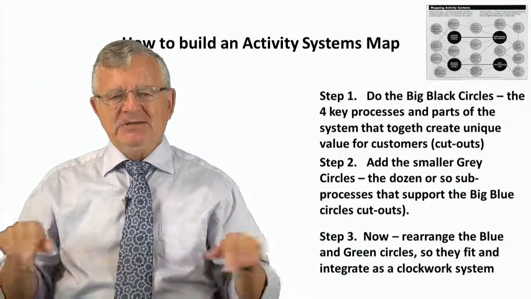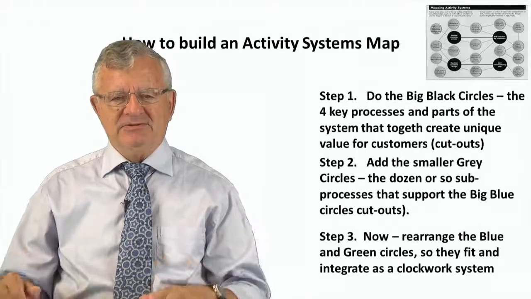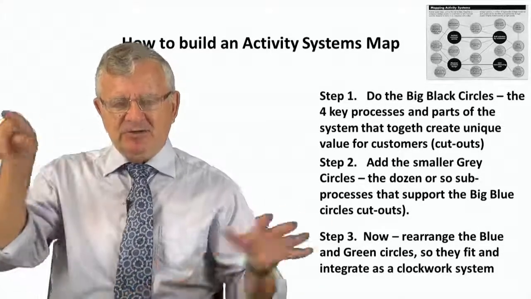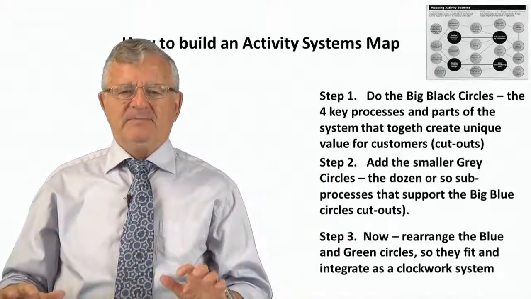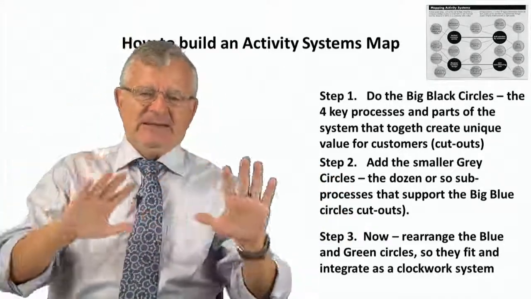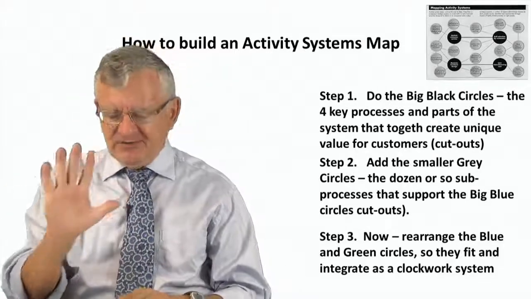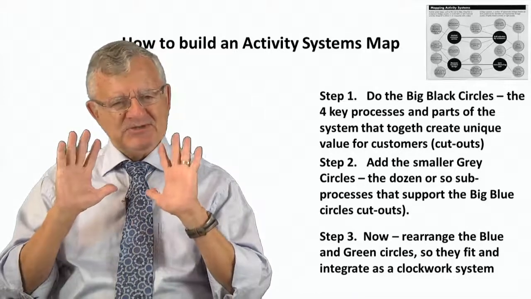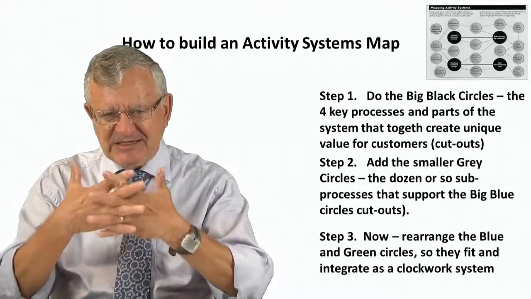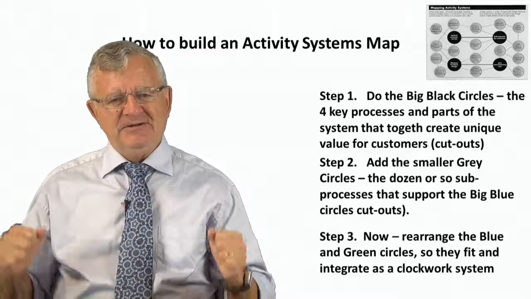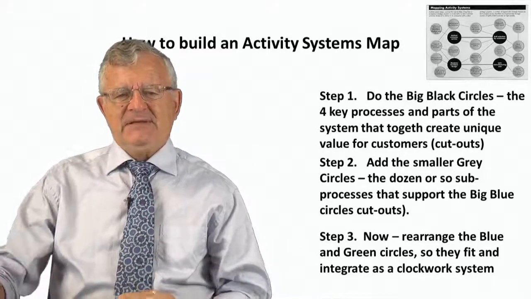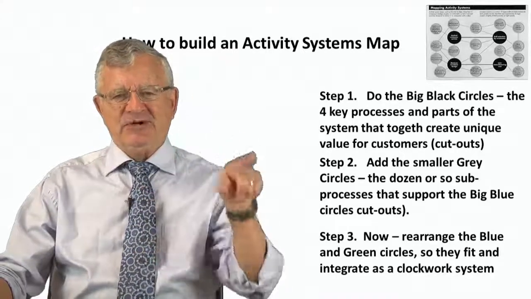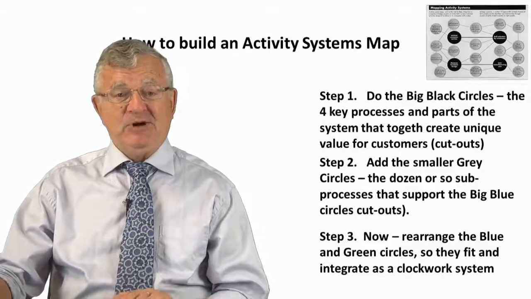So you add smaller gray circles, a dozen or so, that support the black circles and connect them so that you can see how this is all connected. And you can rearrange them a bit and eliminate some and add some. Make sure you've got everything in there and then look at it, and when you can see that this is a beautiful, well-oiled machine, this is how I'm going to create value, make it happen. Integrate it as a beautiful clockwork system, like a beautiful, complex, fine Swiss watch.